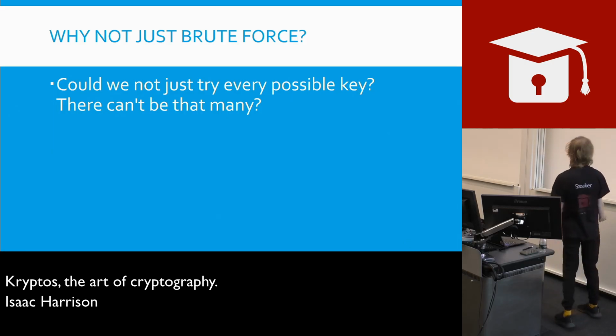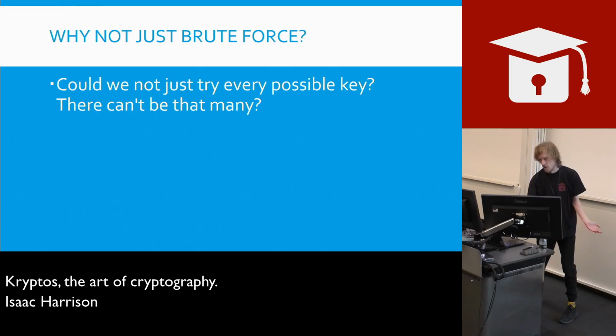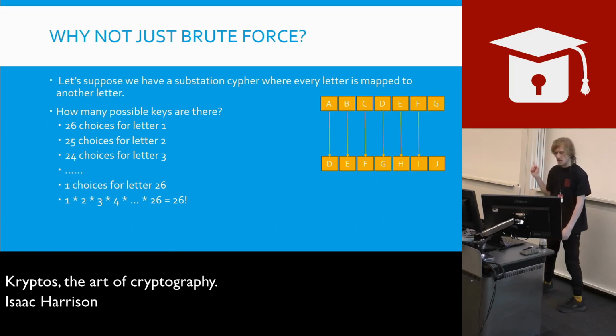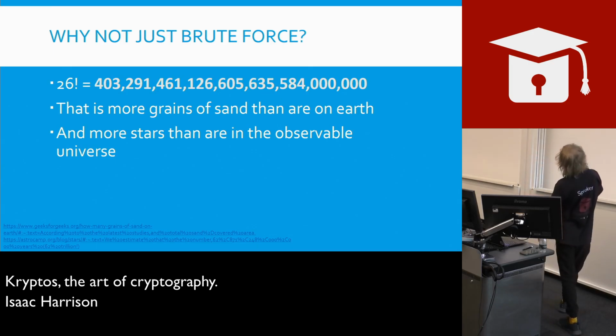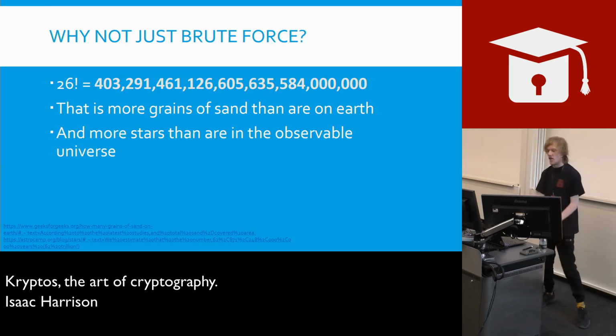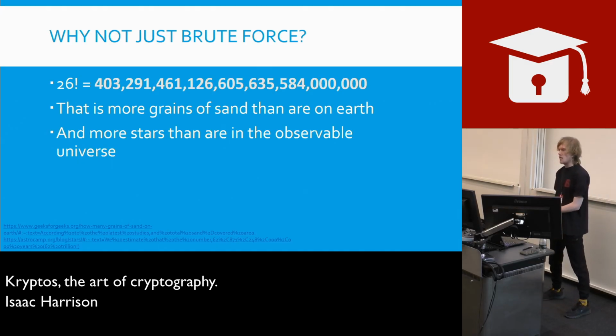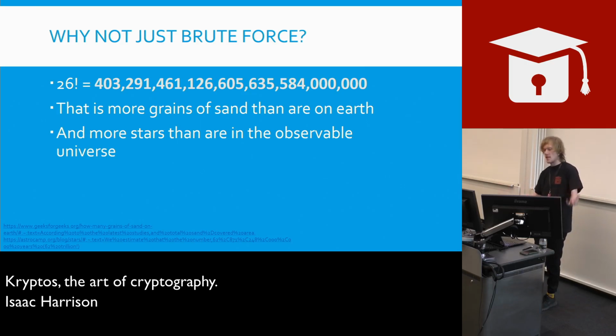So, could we just try all the keys? Would it work? Well, let's just suppose we have a substitution cipher. Basic, one letter goes to another letter. The issue is, we have 26 choices for the first one, then 25, then 24. If you've done some A-level or GCSE maths, you know that ends up with 26 factorial. 26 factorial is a very big number. It's more grains of sand than there are on Earth. It's more than the stars in the observable universe. So how can we go about finding that one value we want in that massive space?